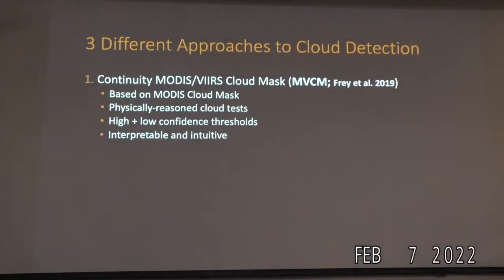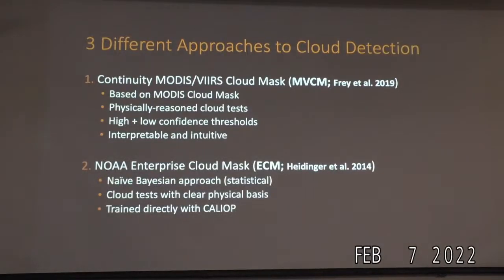Okay, I'm going to talk about 3 different approaches to cloud detection. First is the continuity MODIS VIIRS cloud mask. This is essentially an extension of the MODIS cloud mask for VIIRS. It's based on physically reasoned cloud tests with high and low confidence thresholds. We have a little bit of uncertainty information from that. But overall, I'd say this is a very interpretable and intuitive cloud mask. When it makes a prediction, it's pretty easy to figure out why.